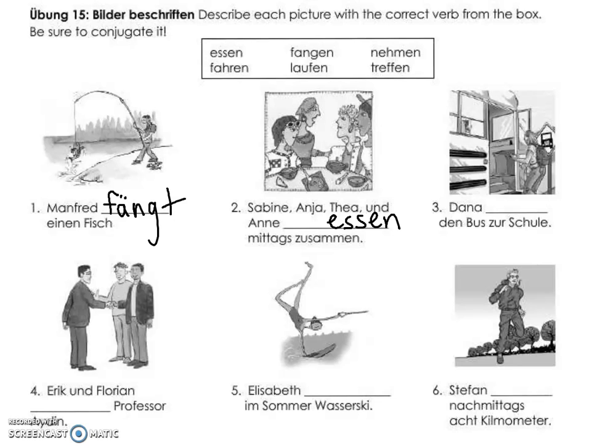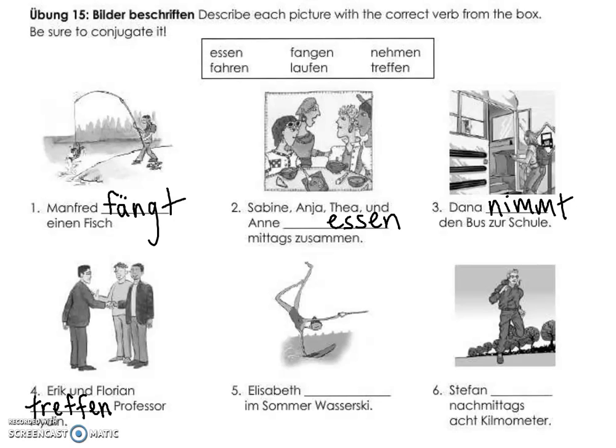Looking at number 3, Dana blank den Bus zur Schule. So we would use our correctly conjugated form of nehmen with our subject Dana, and we would get Dana nimmt den Bus zur Schule. Looking at number 4, we have Erik and Florian, and then we have Professor Aiden. So we have to figure out what fits best in the blank there and conjugate it correctly with Erik und Florian, they. Treffen, they meet Professor Aiden, treffen. So there's no vowel change there because that one is also located inside of the meat cleaver.